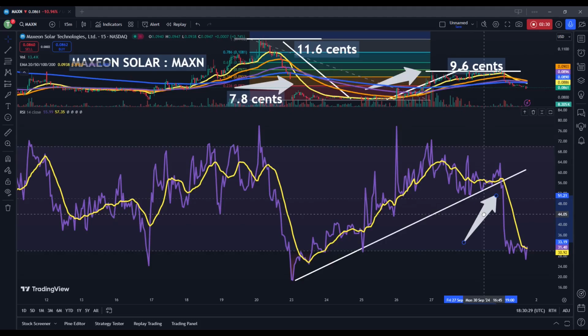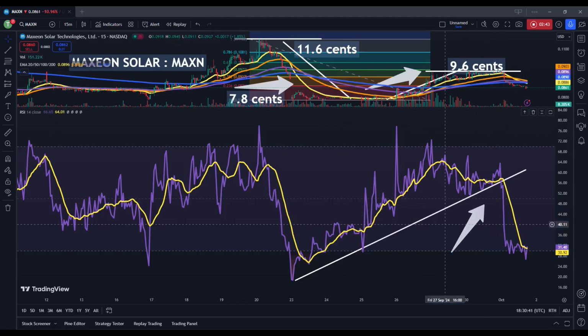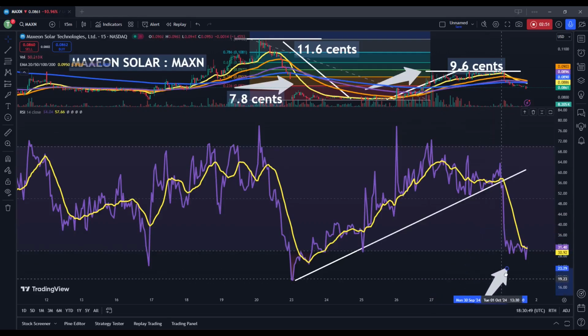So that is a major warning signal because this purple line here also broke below the yellow line. The purple line is the relative strength index. The yellow line is the exponential moving average of the relative strength index. So essentially what this means is that the RSI broke below its own exponential moving average. Currently, share prices are starting to move into oversold territory, I should say.